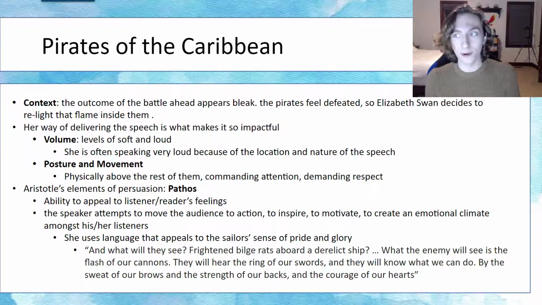Now, another great element of persuasion is used in this scene, and that is through pathos. And through this, the speaker attempts to move the audience to action, to inspire, to motivate, or create an emotional climate. Now, Elizabeth Swann definitely succeeds in doing this because she uses language that really appealed to that sailor sense of pride and glory. They don't want to lose this battle, they just need a little bit of something to keep them going. Now, I put the quote that I think is one of the more powerful ones in this speech at the bottom, but instead of reading it, I'll let you hear it for yourself.